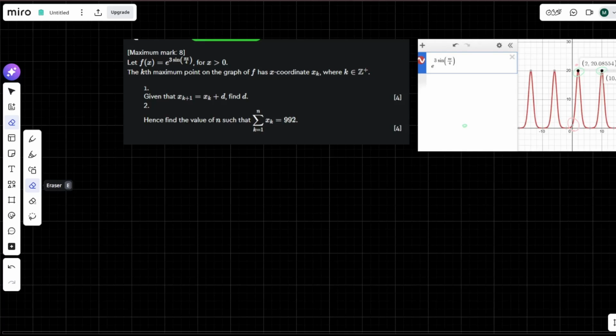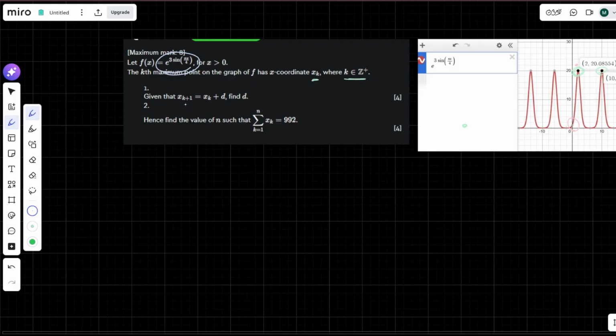We're looking at a functions problem from IB Maths AAHL, and this is one where it's a very funky function, but we have a calculator, so step one is always going to be just graph it. So that's what I've done here in Desmos, and I've given you the output here, but you should be able to see this in your graphing calculator, and I've taken the liberty as well of marking some of the maximum points. So it says the kth maximum point on the graph of f has the x-coordinate at xk.